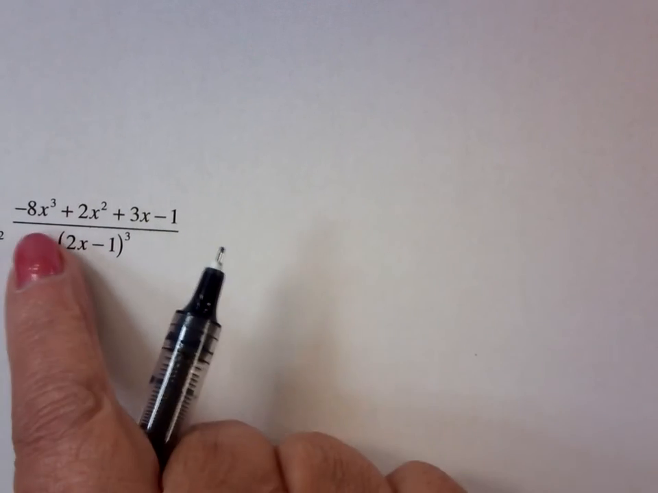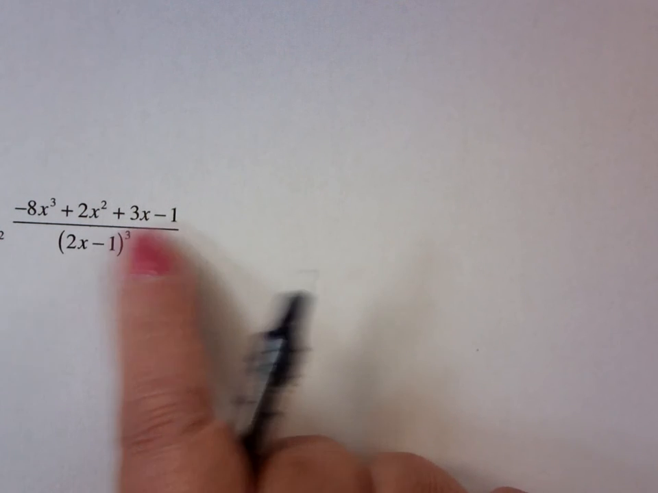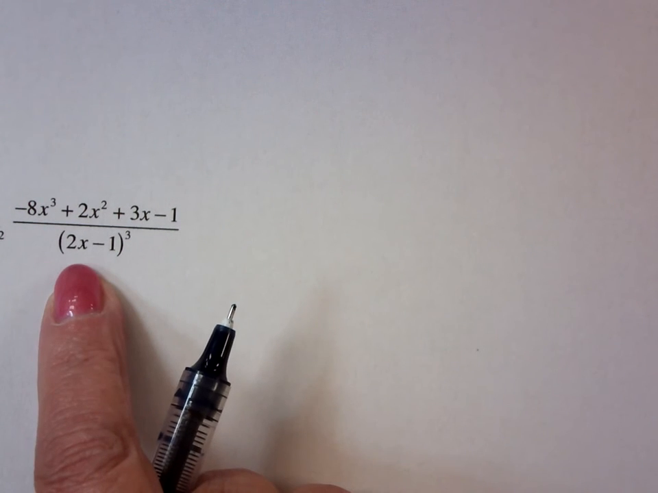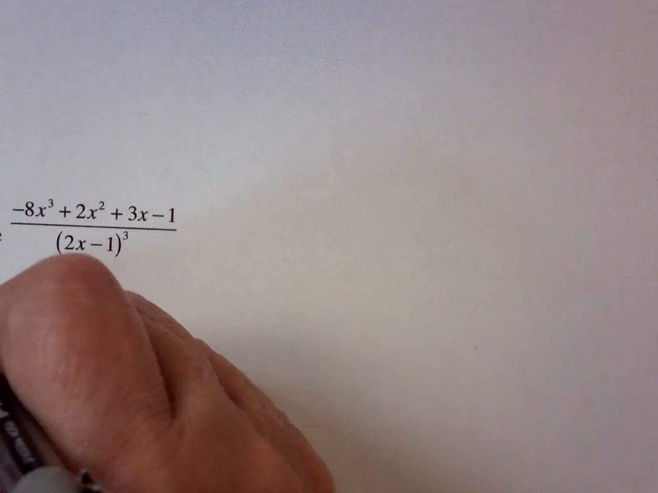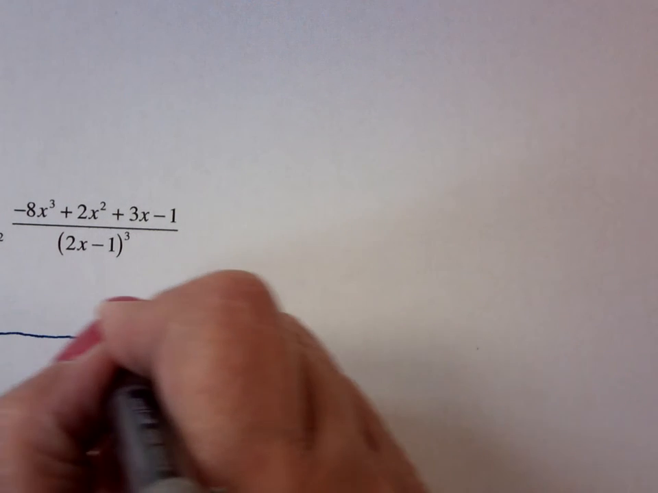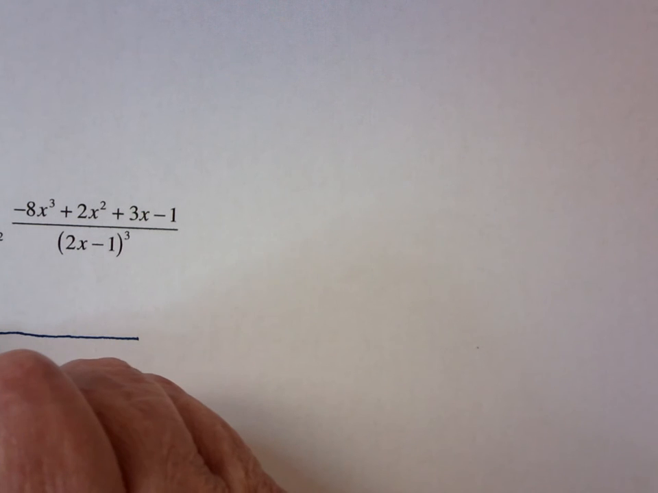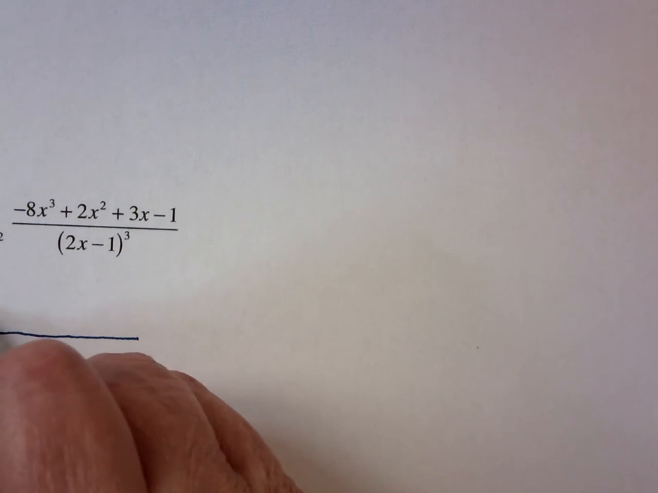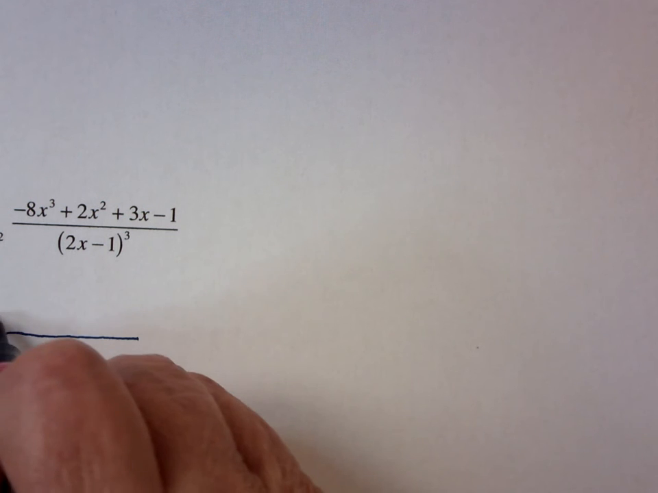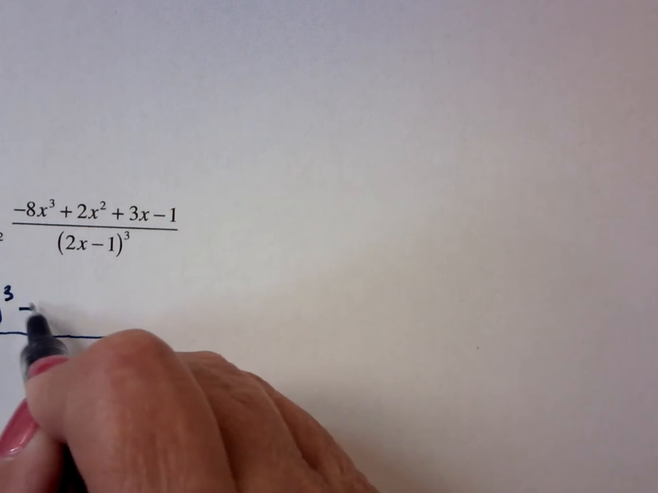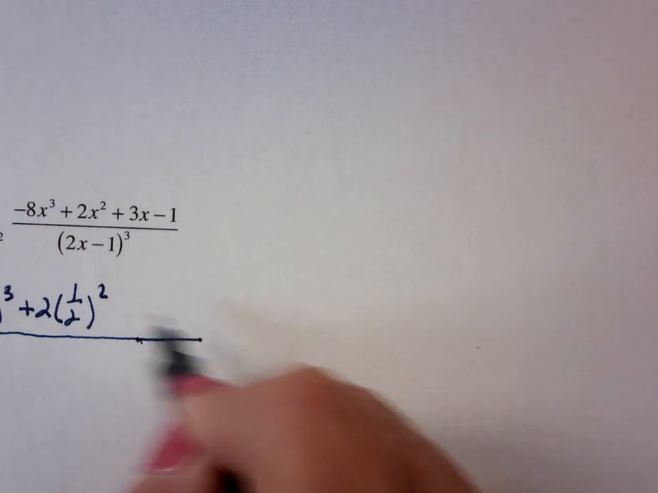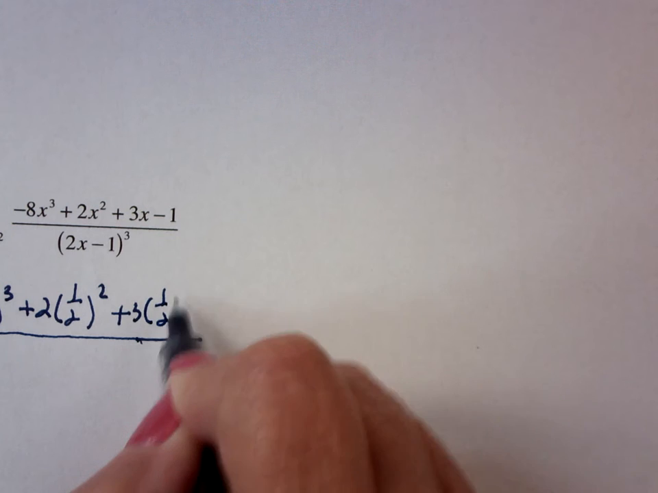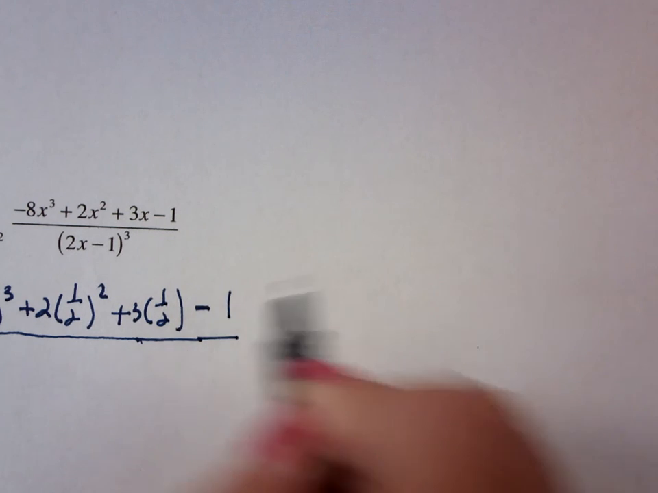Now, this one, if you think about 1/2, I know the denominator is 0. So if you put in x equal 1/2 in the denominator, it's 1 minus 1, which is 0 cubed. So I know for sure the denominator is 0. What's that stinking numerator? I don't know. So it's minus 8 times 1/2 cubed. Oh, that's convenient. Plus 2 times 1/2 squared, plus 3 times 1/2 minus 1.